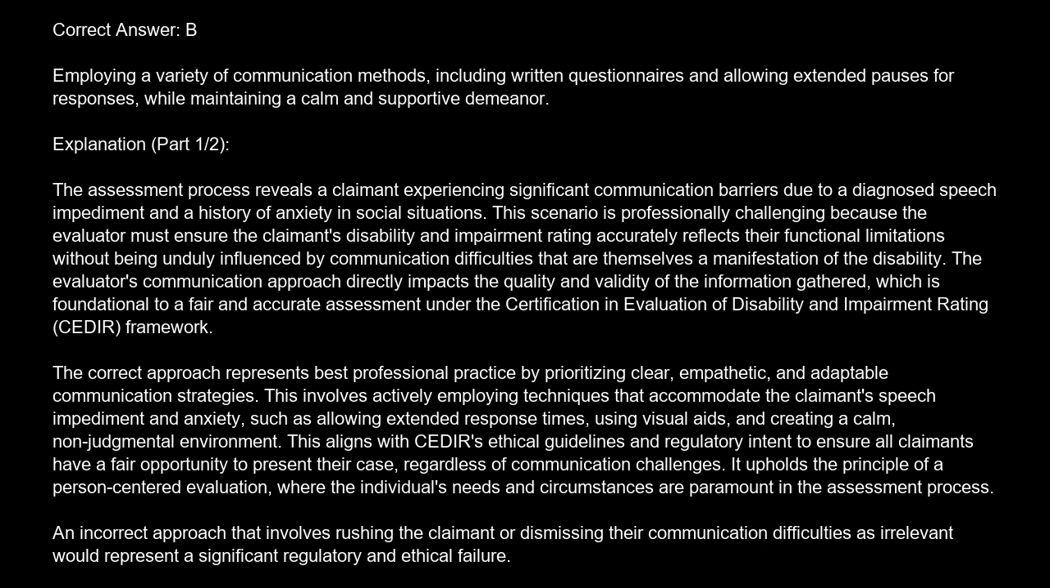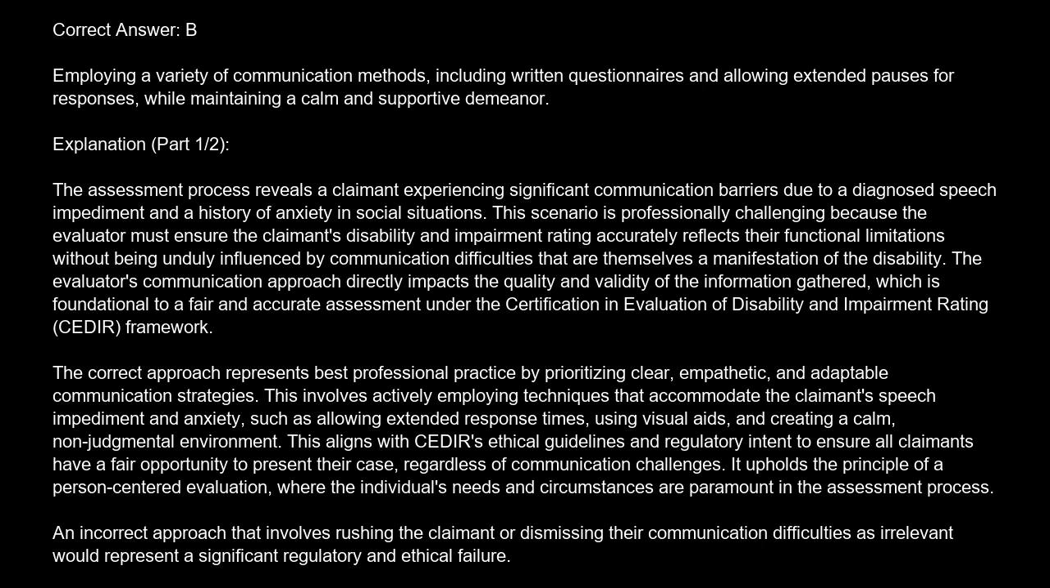This scenario is professionally challenging because the evaluator must ensure the claimant's disability and impairment rating accurately reflects their functional limitations without being unduly influenced by communication difficulties that are themselves a manifestation of the disability. The evaluator's communication approach directly impacts the quality and validity of the information gathered, which is foundational to a fair and accurate assessment under the Certification in Evaluation of Disability and Impairment Rating (CEDIR) framework.